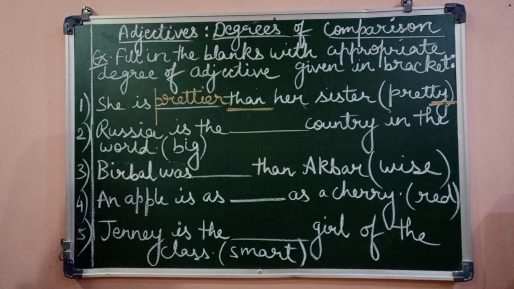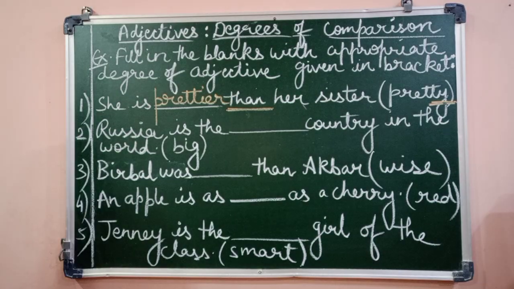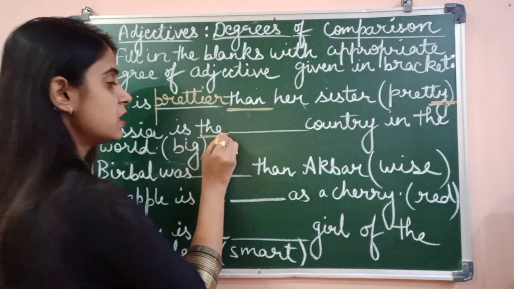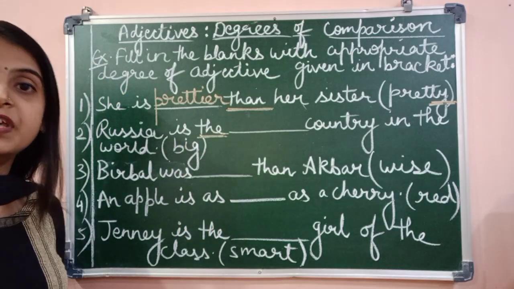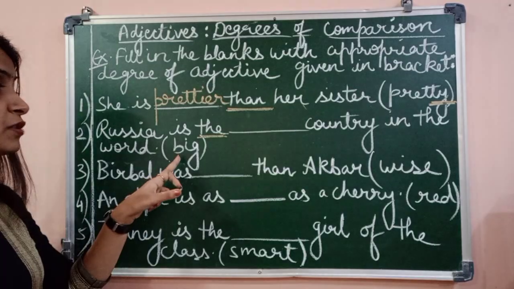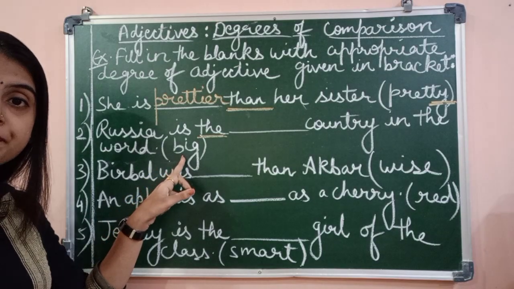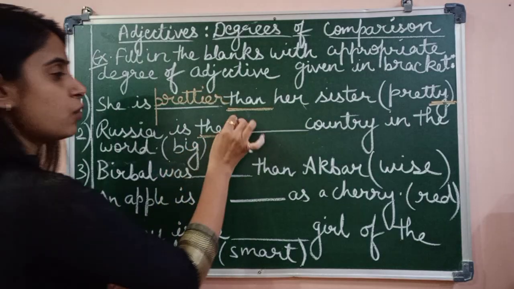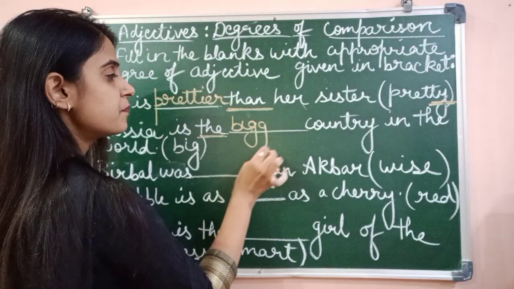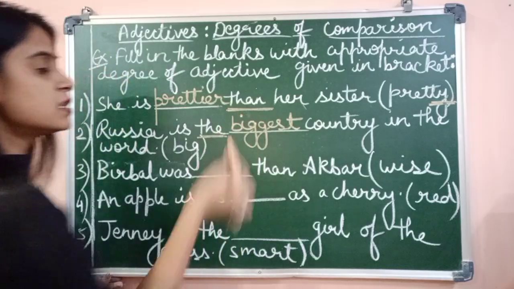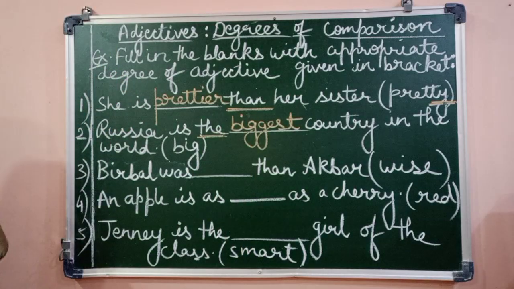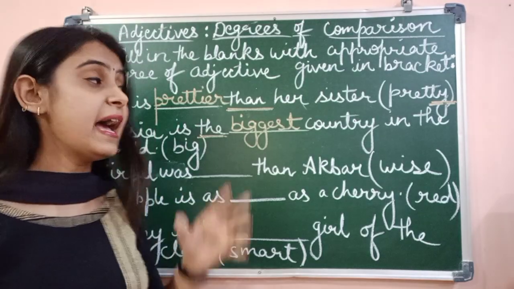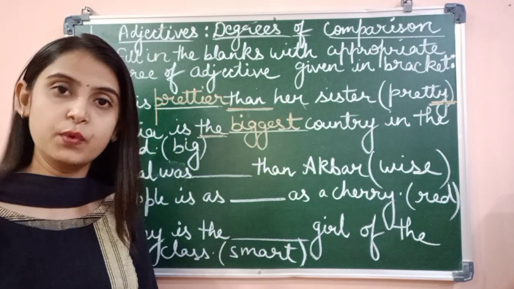Alright. Then second sentence. Russia is the dash country in the world. Now children, here you see the is used. So wherever we have the, we use superlative degree. Now superlative degree of big will be big, bigger, biggest. We will double the ending consonant and add EST to make superlative. Russia is the biggest country in the world. We are comparing Russia with all other countries and that is the biggest country in the world, right?